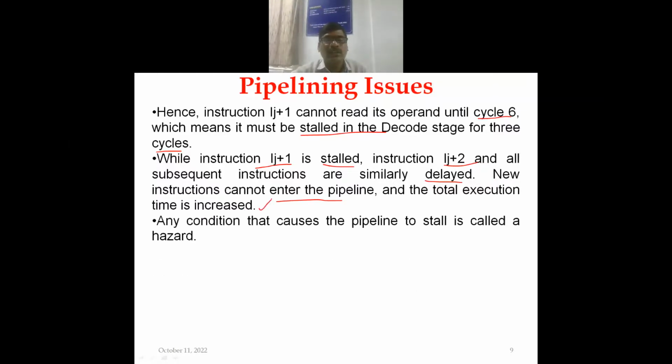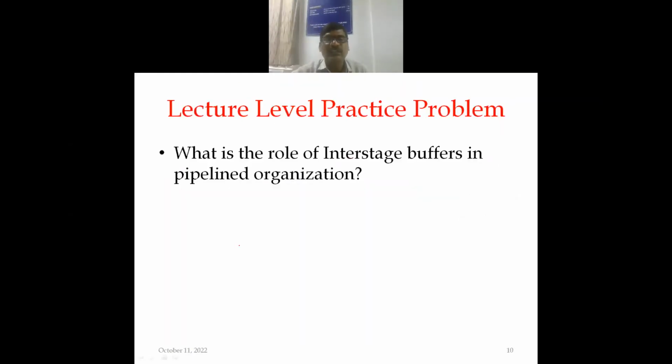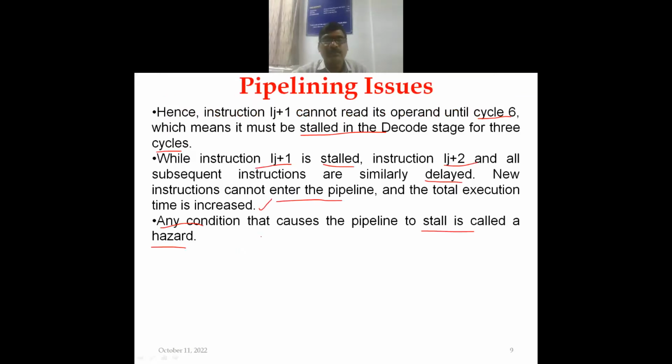So that is the issue that may arise when we are pipelining. Any condition that causes the pipeline to stall is called a hazard. So what type of hazard is it in this scenario? This is called a data hazard. So we have identified it in this particular example. We have different types of hazards also, which we will see in the coming sessions.